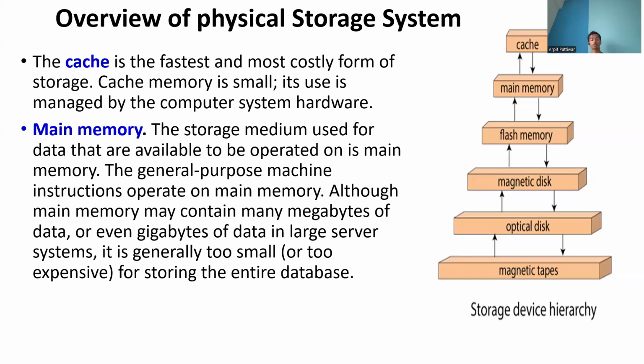Main memory is the storage medium used for data that are available to be operated on. The general purpose machine instructions operate on main memory. Although main memory can contain megabytes and even gigabytes of data in large server systems, it is generally too small for storing the entire database.